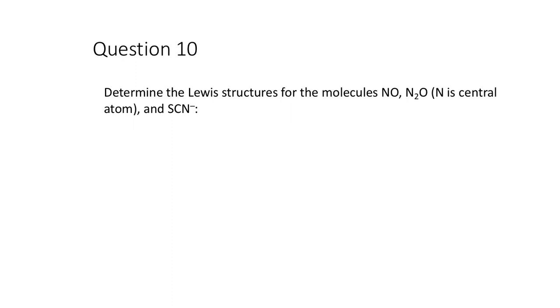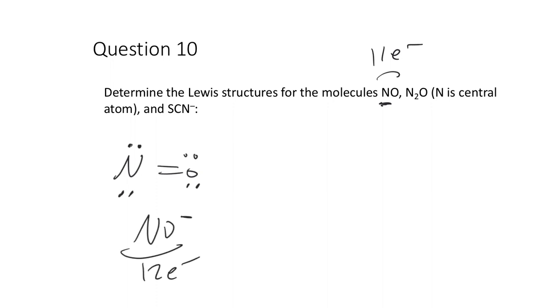Final question for the activity: determine the Lewis structures for a couple of different molecules here. So NO, what do we do for NO? We have 11 electrons, so there's an odd count, so one of these atoms has to violate the octet rule. And this would be NO minus, where we have 12 electrons to distribute. Remember, we did this in class. We'd have a 0 and a -1, and we end up with a negative on the end, but we kind of had to because we have to satisfy the octet rule here.